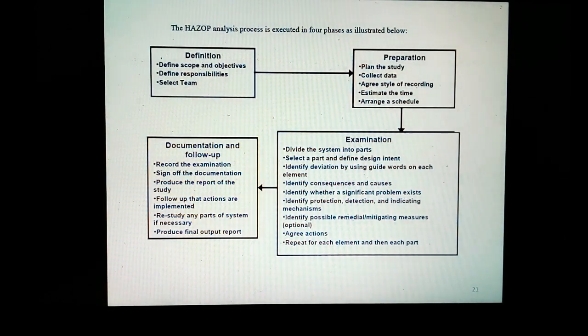Define the system or activity. The system boundaries should be specified and clearly defined. By doing this, analysts can avoid overlooking key elements at interfaces.